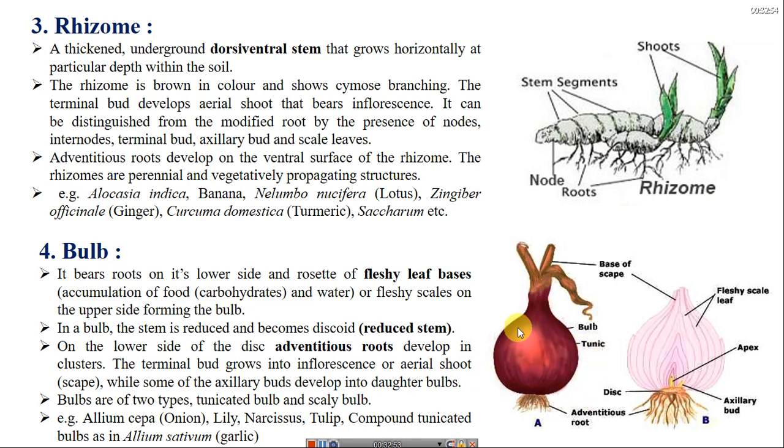So the examples of the bulb kind of underground stems are Allium cepa, that is onion, lily, narcissus, tulip, and then the compound tunicated bulbs, the example is Allium sativum, that is garlic.